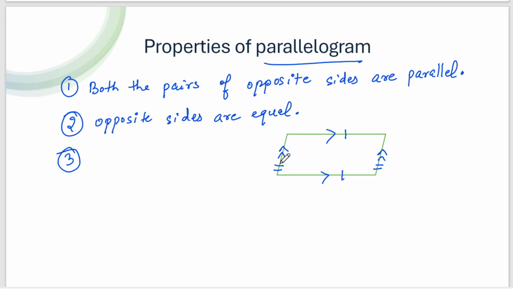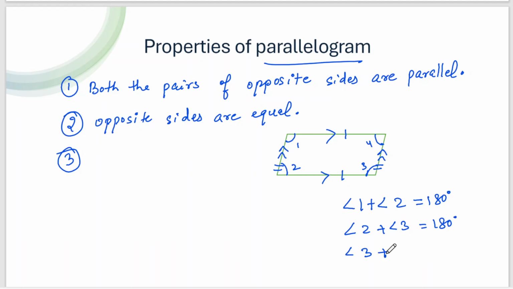Now the third point. You can see I have four angles in this quadrilateral: angle 1, angle 2, angle 3, and angle 4. If you add angle 1 with angle 2, you will get 180 degrees. If you add angle 2 with angle 3, you will again get 180 degrees. If you add angle 3 with angle 4, you will get 180 degrees. And if you add angle 1 with angle 4, again you will get 180 degrees.